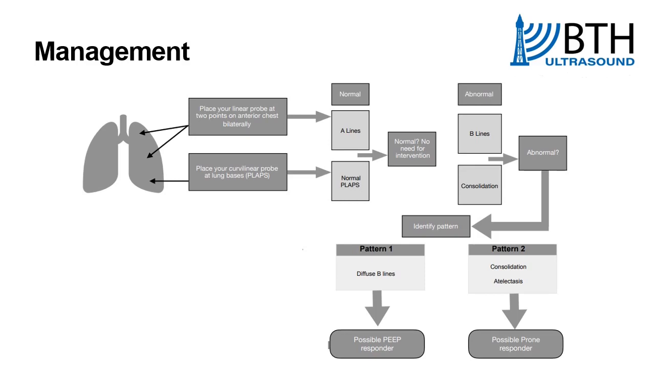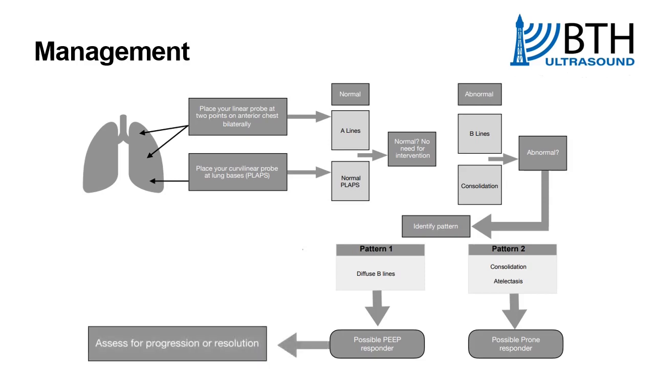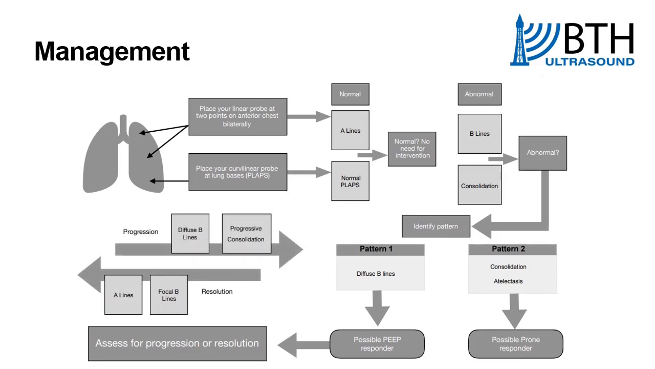The other pattern, as the B lines increase and start to develop consolidations and areas of atelectasis, and these are the patients that might be more responsive to positional changes, side lying, if that's all you can do, or even prone. But then again, you can use the lung ultrasound to monitor how the patient's responding to both of these techniques. You assess for progression or resolution. So is there a progression? Is it worsening? Or is there a resolution as they're heading back towards less and less B lines, or ideally back to A lines? So this section is very similar to the diagram I showed before of the deterioration or the improvement. So you can use it in that monitoring tool to make judgments as to whether the management can stay the same or needs to change.